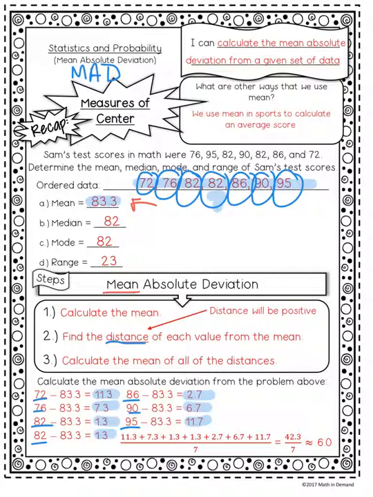Now we take all the differences and we add them together. And then again, we divide by 7 because there were 7 numbers that I'm adding up. And my answer is approximately 6.